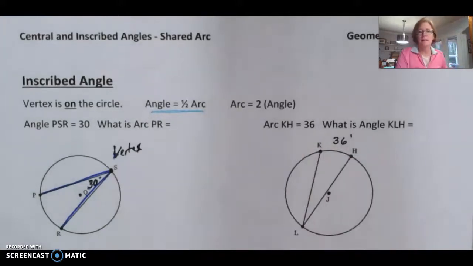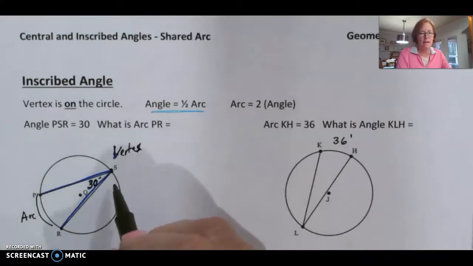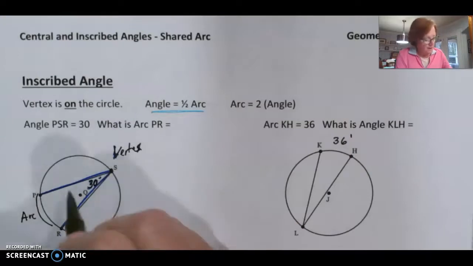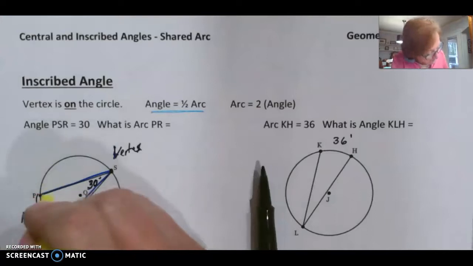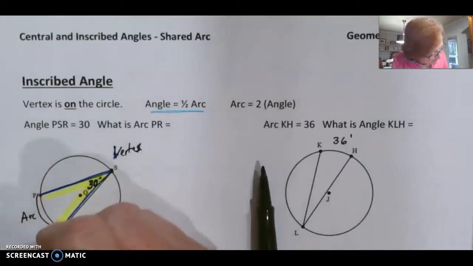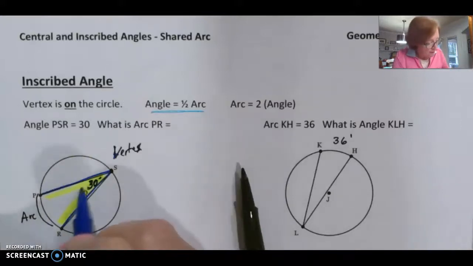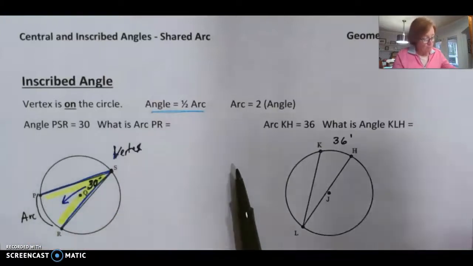V-E-R-T-E-X. Okay, it creates an angle that is half as big as the arc. Here's the arc from P to R; it is twice as big as the angle. So if the angle in this example is 30, I have the little angle, okay? I'm going to be coloring my little angles or highlighting them yellow. I want to get to the big arc that is going to be blue, okay?